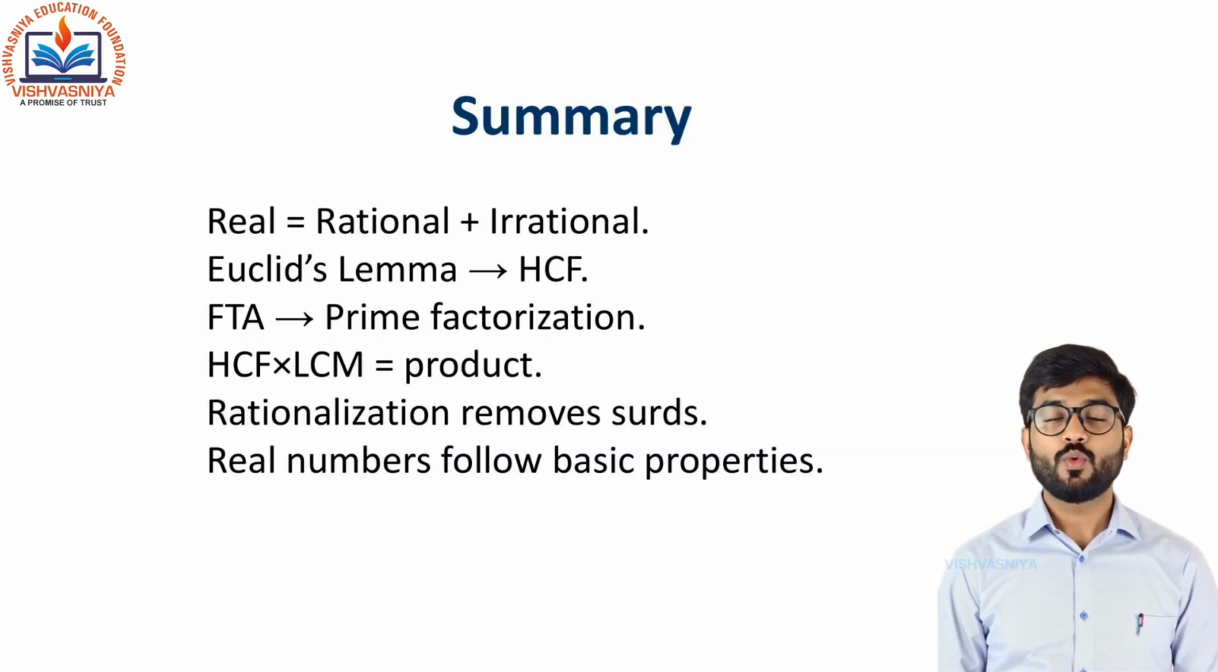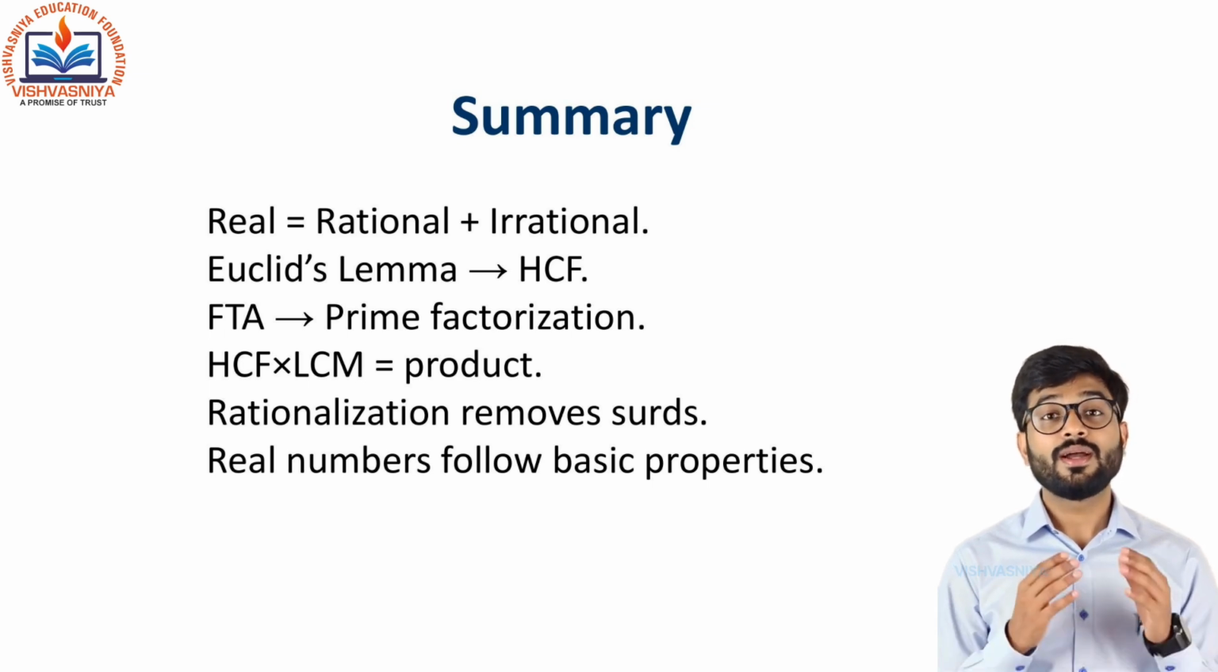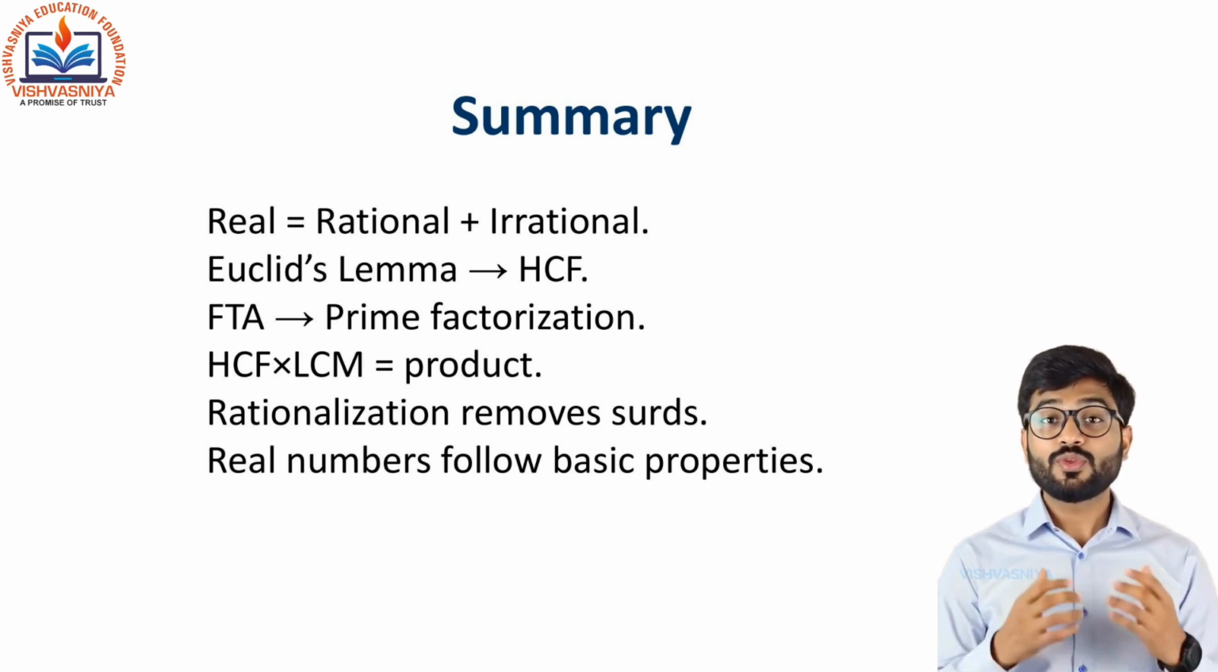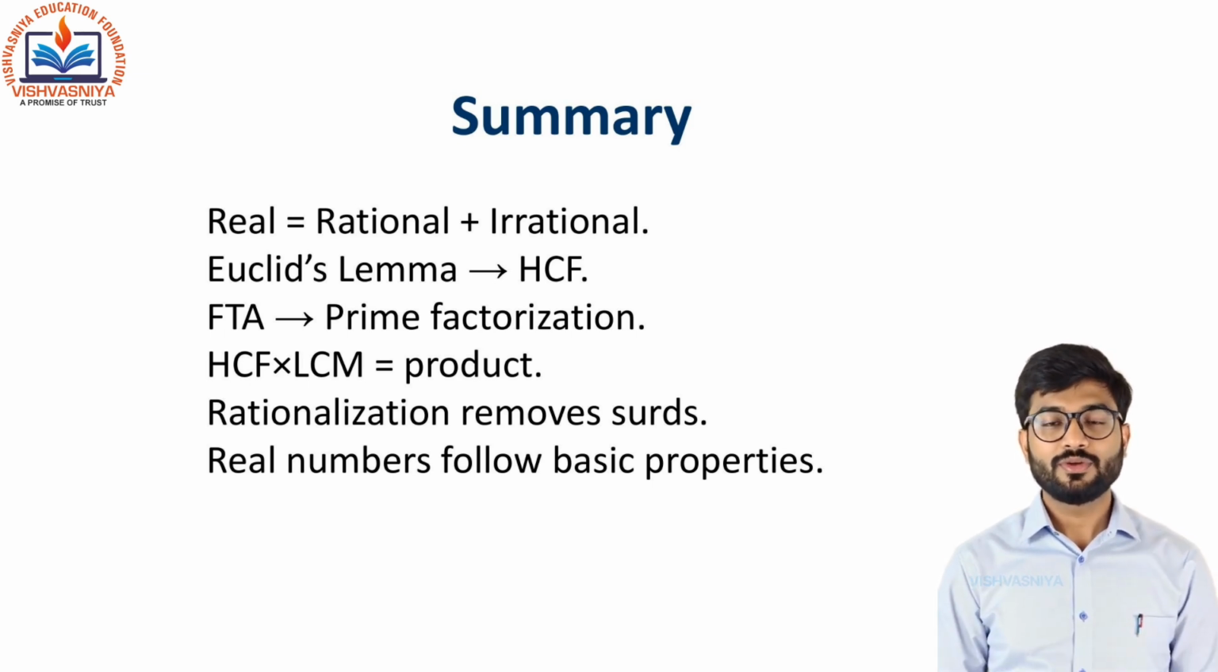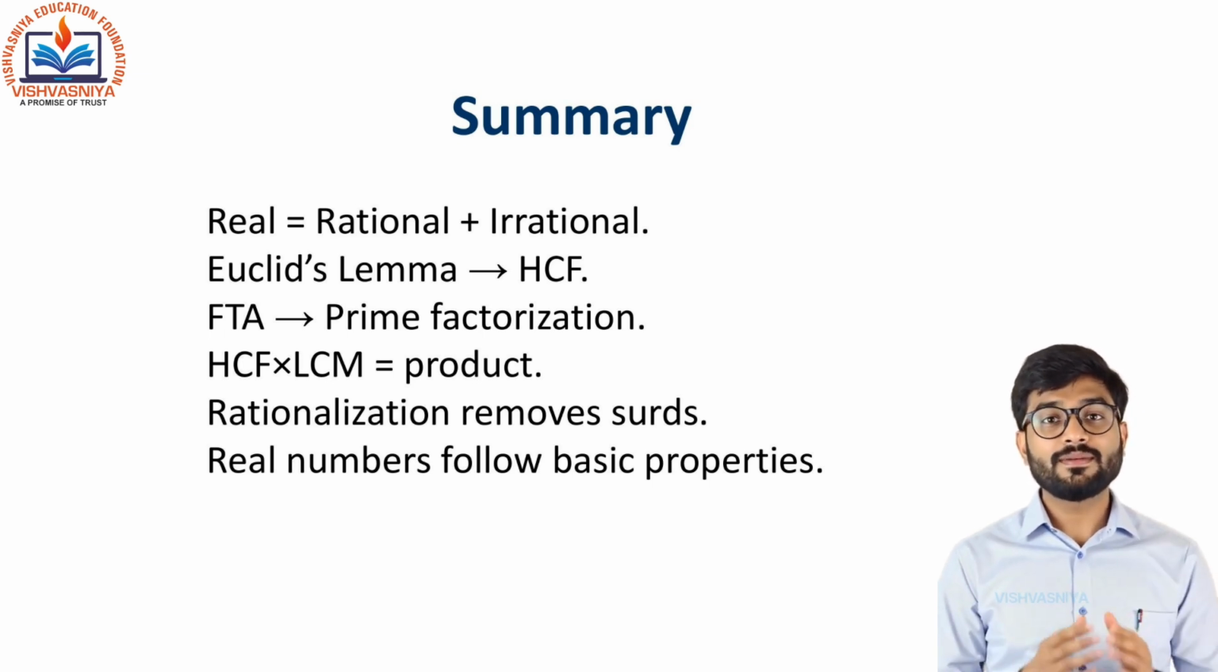Let's summarize what we learned in both parts. 1. Real numbers equal rational plus irrational. 2. Euclid's lemma helps find HCF. 3. Fundamental theorem of arithmetic gives unique prime factorization. 4. HCF multiplied by LCM equals product of the two numbers.